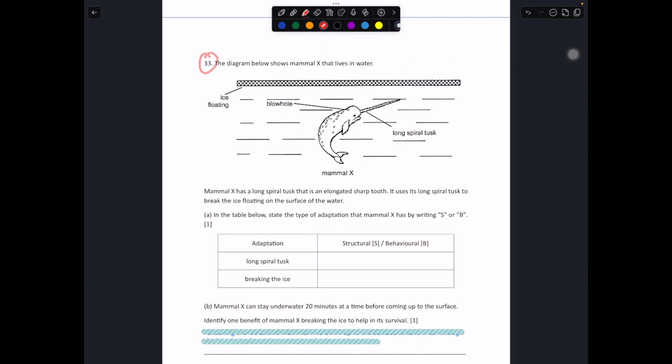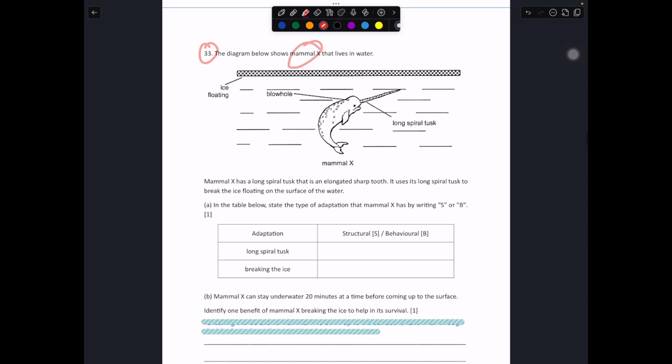Question number 33. The diagram below shows mammal X that lives in water. Over here we have this mammal X, we have this long spiral tusk, and we have the blowhole over here, and we have ice that's floating on top. It really covers the water. So he told you that the long spiral tusk is an elongated sharp tool. He used his long spiral tusk to break the ice floating on the surface of the water.